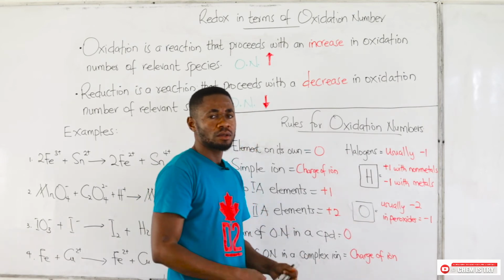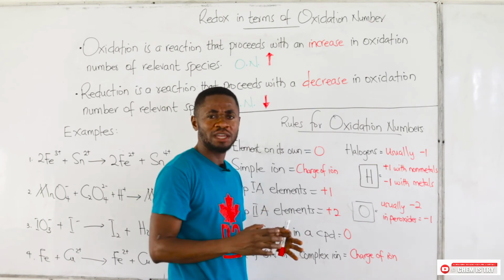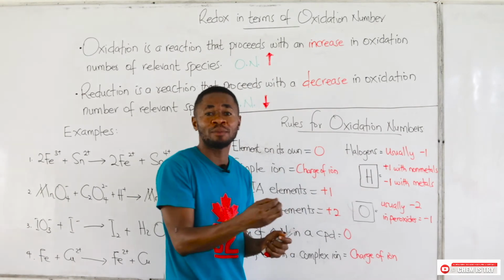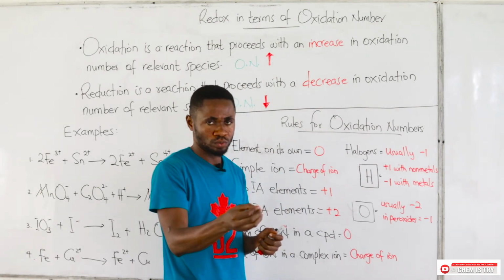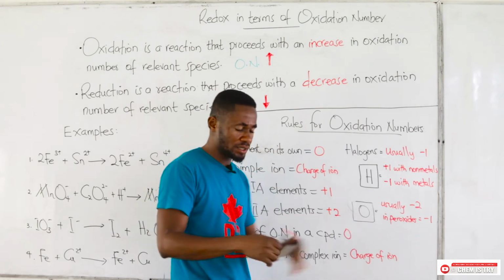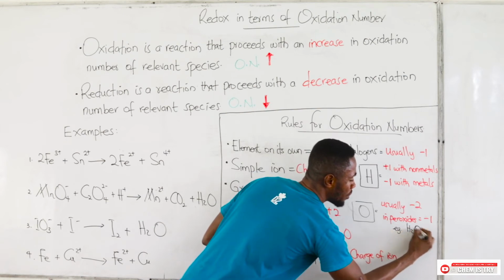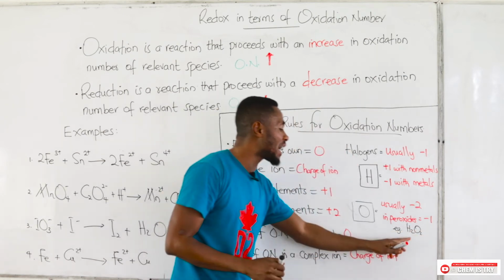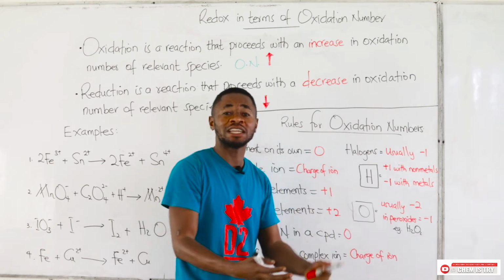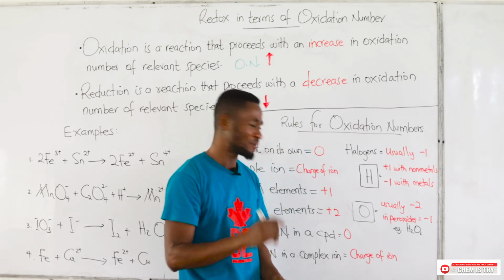Now, oxygen. Usually in its compounds or in its chemical substances, oxygen has an oxidation number of -2. The exception is when it is found in peroxides. An example of a peroxide is hydrogen peroxide. Now, in peroxides, oxygen has an oxidation number of -1, not the usual -2. Let's keep that one in mind.